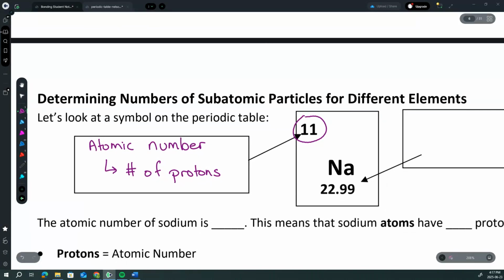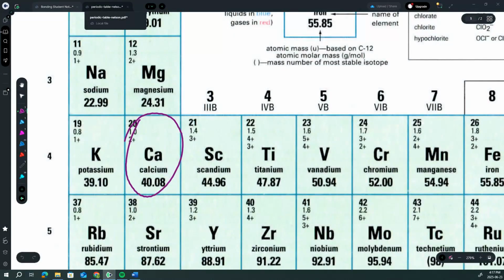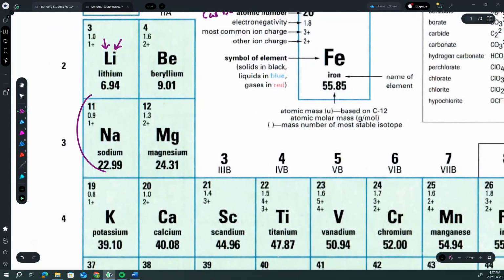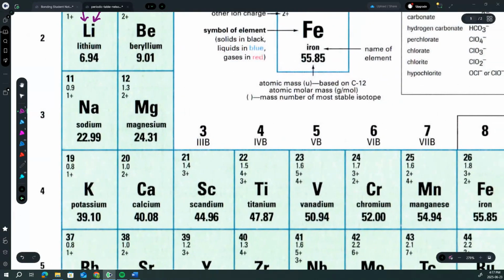Okay, so if I go to my periodic table, and if I look at sodium, which is right here, there's the atomic number 11. So that tells us, okay, every atom of sodium is going to have 11 protons. If we look at something like scandium, every atom of scandium is going to have 21 protons, and so on and so forth for the rest of the elements there.